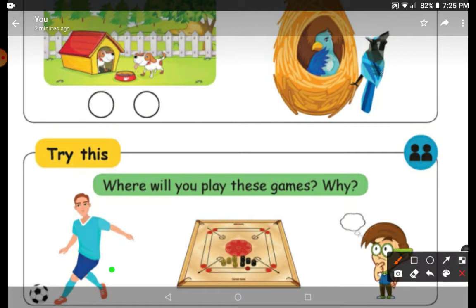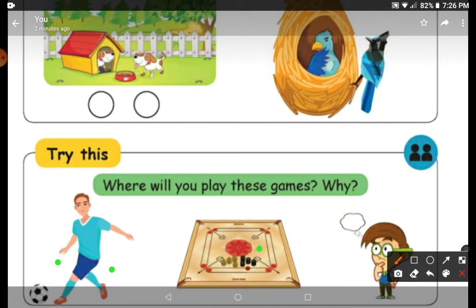See here, what game is it? Football. Can you play football inside your home? What will happen if you play football inside your home? You will break everything, right? So it is not good to play football inside your house. Where will they play football? Outside, right? Outside our home, outside the building, in a very big stadium they'll play football. You need lot of space to run around the ground. So football is an outdoor game.